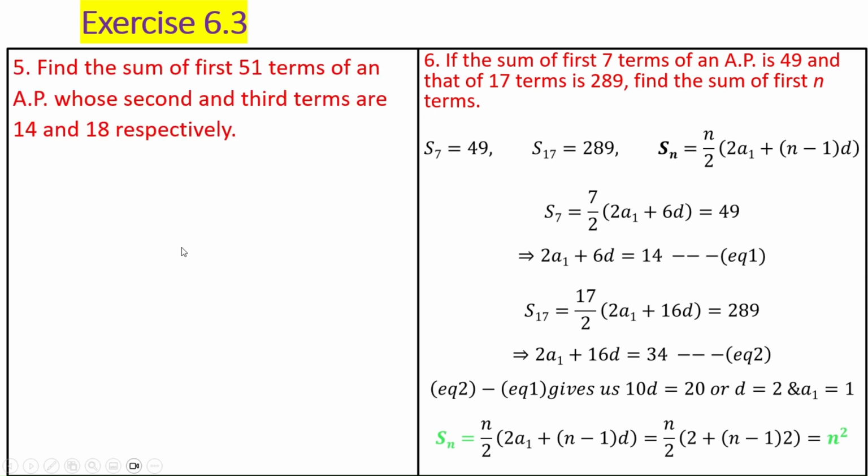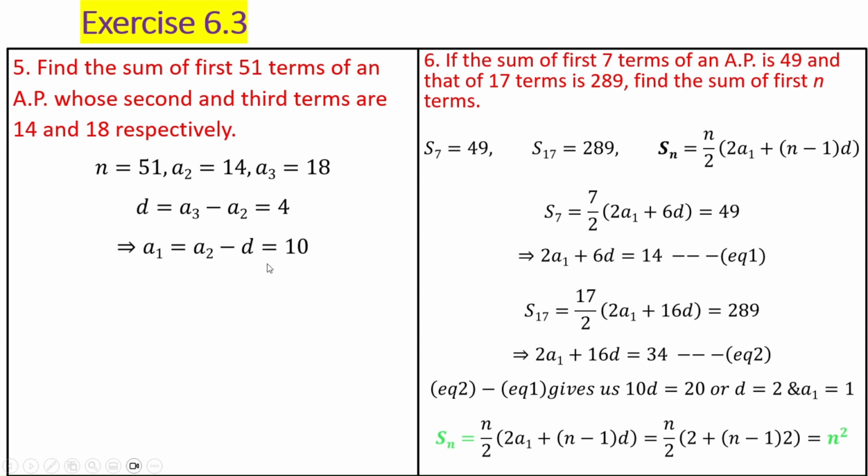Next, find the sum of first 51 terms of an AP whose second and third terms are 14 and 18 respectively. So A2 is 14, A3 is 18, and we need to find Sn, where n is equal to 51. So d equal to A3 minus A2. I don't need to do the full equation here. I know that the common difference is always the difference of consecutive terms, right? So d equal to A3 minus A2, which is 4.